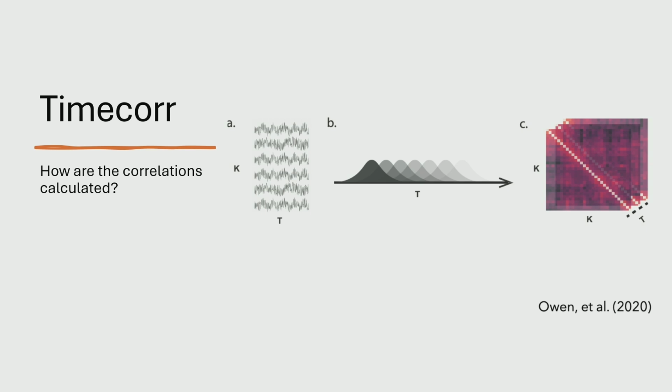And B shows how we calculate those dynamic correlations. In this case, we're using a Gaussian, but again, in TimeCore we have allowed for a lot of different ways to calculate the dynamic correlation, not just a Gaussian kernel.